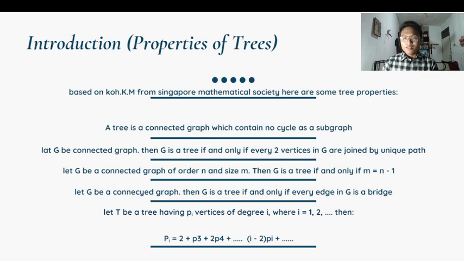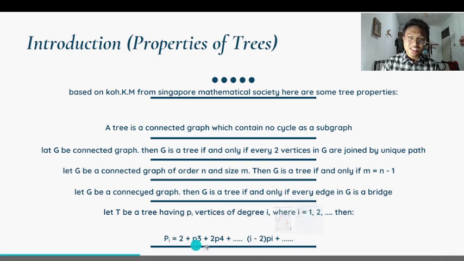minus 1. The fourth property: let G be a connected graph. Then G is a tree if and only if every edge in G is a bridge. And then, let T be a tree having p_i vertices of degree i, where i is 1, 2, and so on. As we can see here, this is the representation of the explanation. p_1 equals 2 plus p_3 plus 2p_4 and so on.